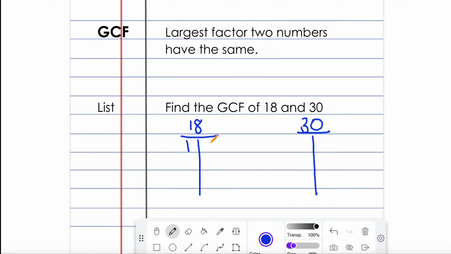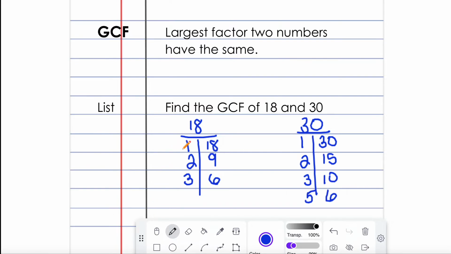So 18 was 1 and 18, 2 and 9, 3 and 6. Let's do 30 together. 1 and 30, 2 and 15, 3 and 10, and 5 and 6.